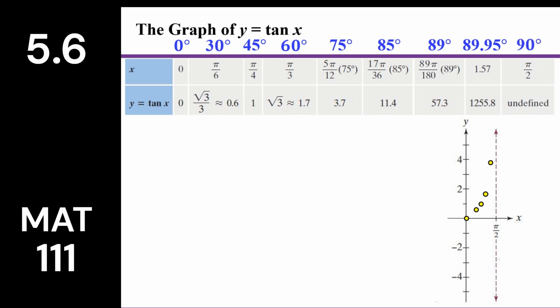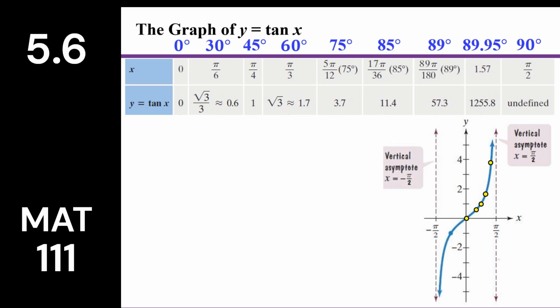Remember, the tangent of pi over 2 or 90 degrees is undefined. So on our graph, we get this vertical asymptote. We can then draw a curve through these points, and if we go in the negative direction, we get a similar curve and a vertical asymptote at x equals negative pi over 2.